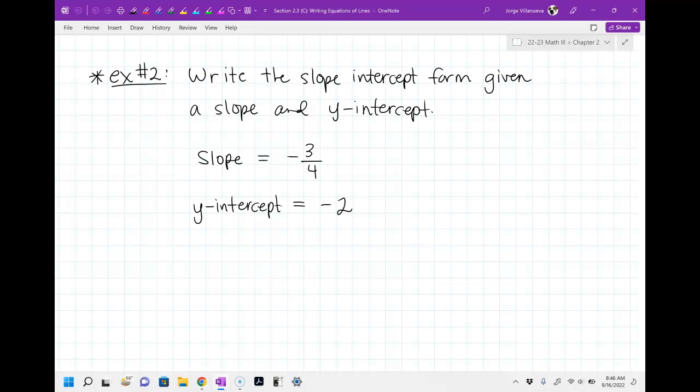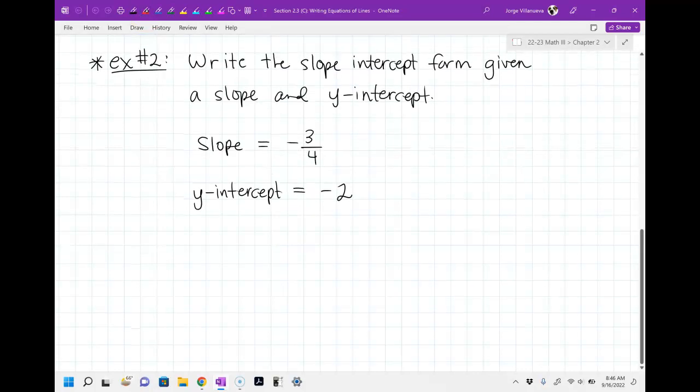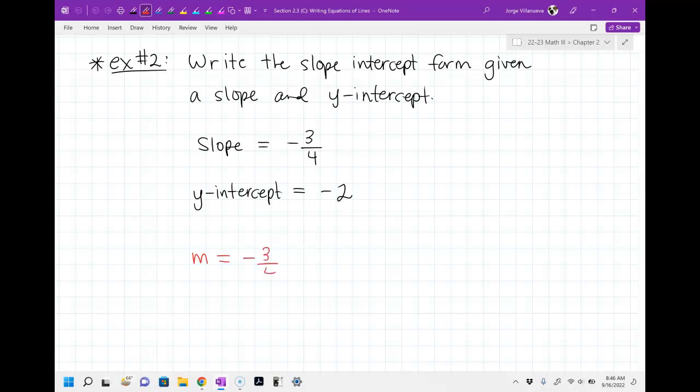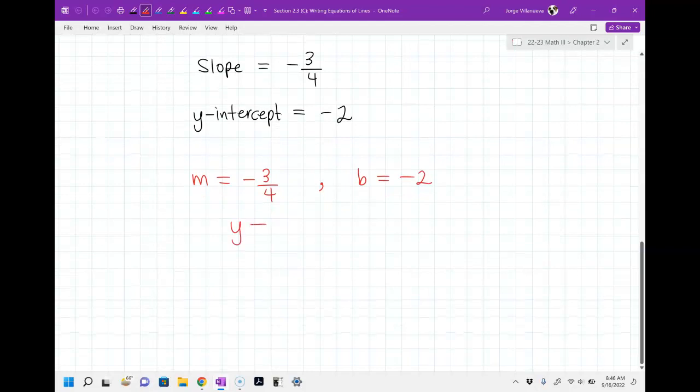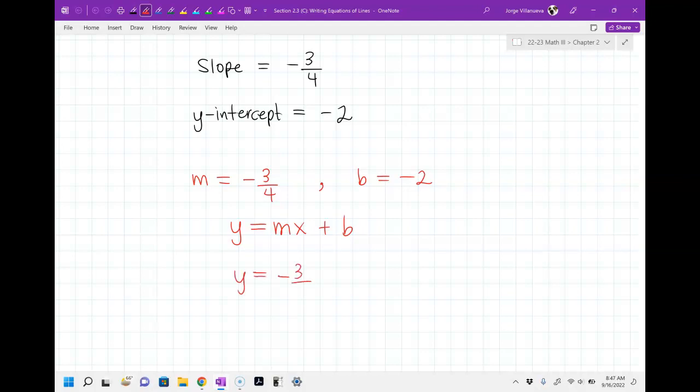Okay? So all you have to do is say, okay, they gave me slope. In other words, I know m is negative 3/4. And they gave me my y-intercept. What letter is that again? That's b, right? So they told me b is negative 2. All I have to do is write my equation. My equation is y equals mx plus b. So all I'm going to do is just plug in m and b into my problem, and I'm done. That's it. So y equals negative 3/4 x minus 2, and that's it.